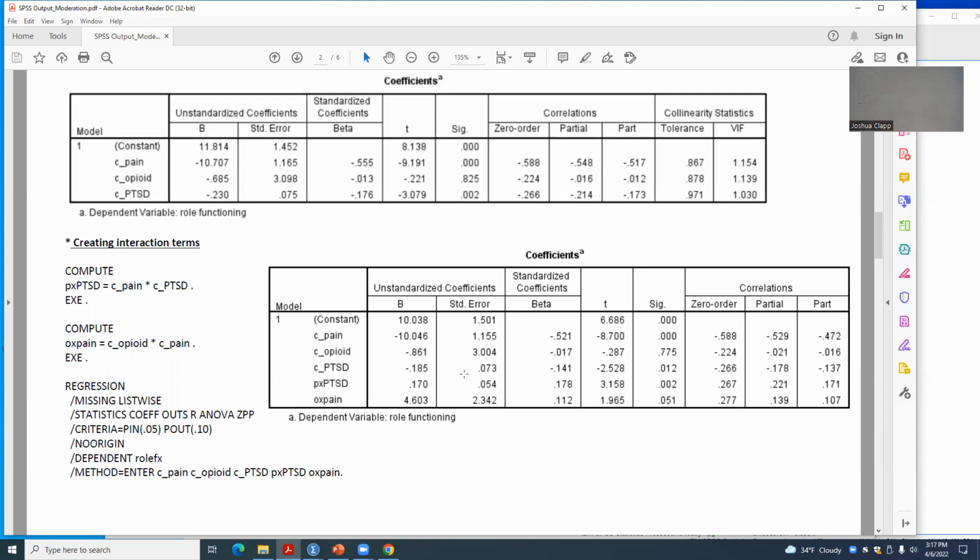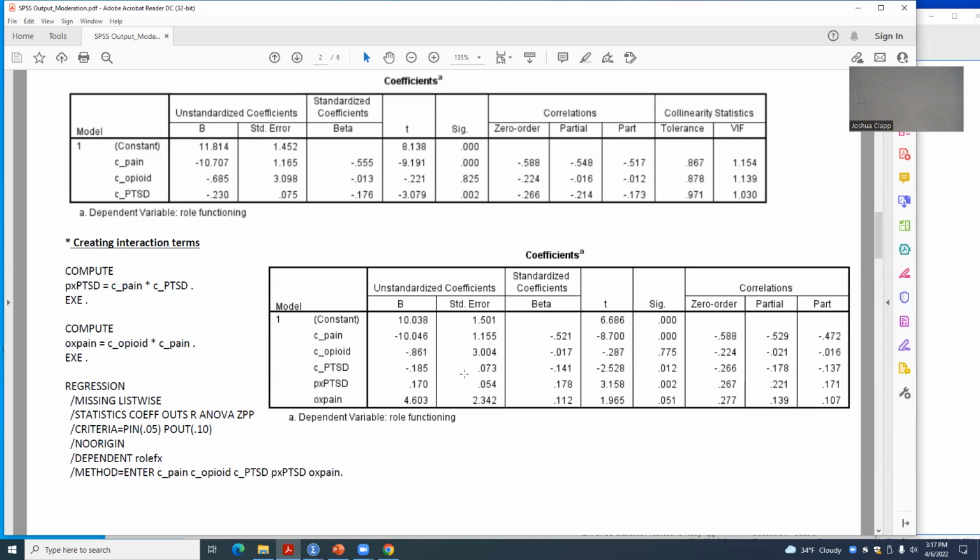Where does the unique effect of PTSD on role functioning, holding pain constant at the mean, where does that line go? Yeah, right through the center. What we're doing here is in our base model, this is giving me the unique effect of PTSD on role functioning at average levels of pain.